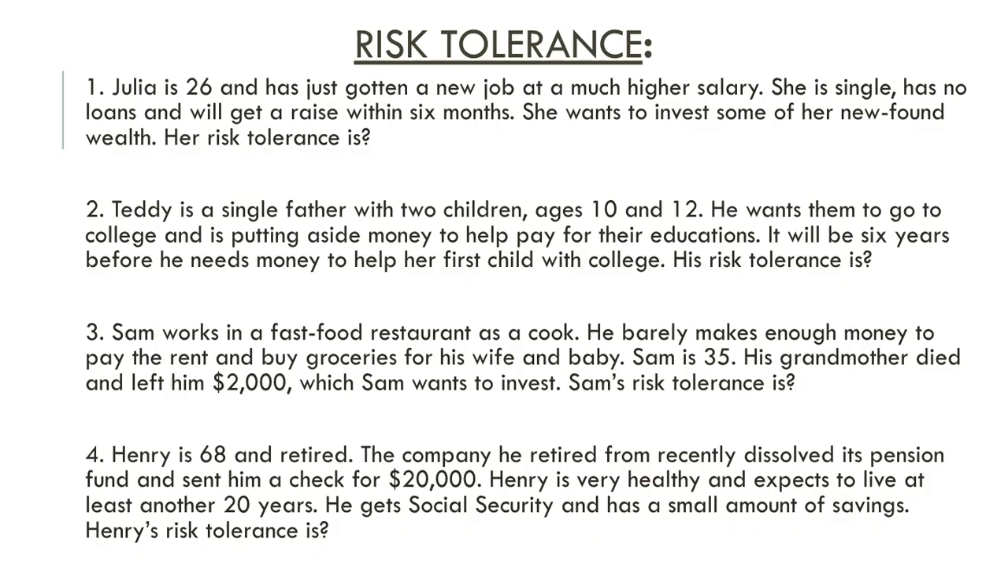He's very healthy and expects to live for another 20 years. He gets Social Security and has a small amount of savings. I would say his risk tolerance is also pretty low because he has a set amount of income. He's not making more money each year, which means he can't really replace this money if he loses it. And he wants it to potentially last him for 20 years. That's a pretty lengthy amount of time. So I would say his risk tolerance is pretty low.